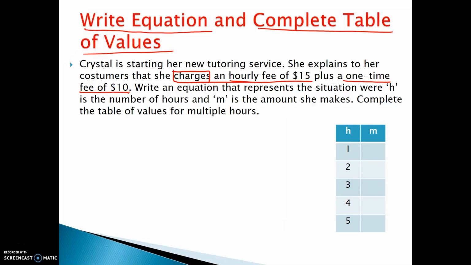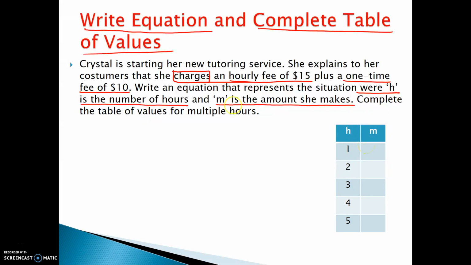Okay, what two things do I have to do? I need to write an equation that represents the situation, just like we did, but here's the tricky part. Where H is the number of hours, so I do need you to use H for hours, and M is the amount she makes. Okay, so complete the table of values for multiple hours, and we're going to do that in a quick second. But let's write our equation.